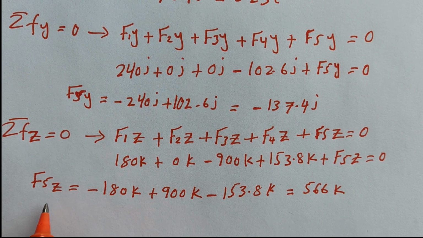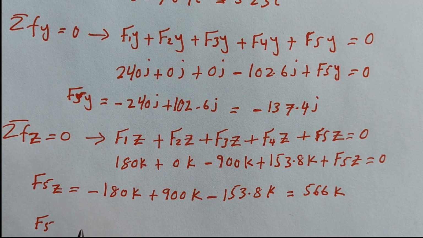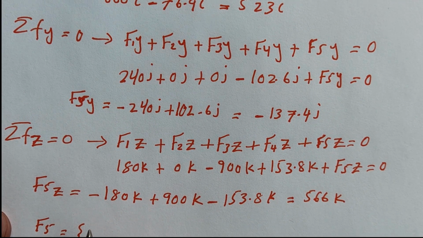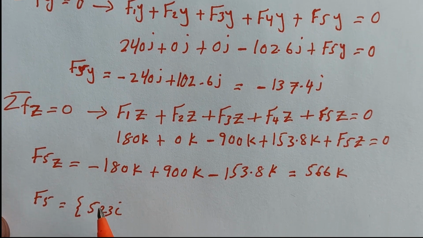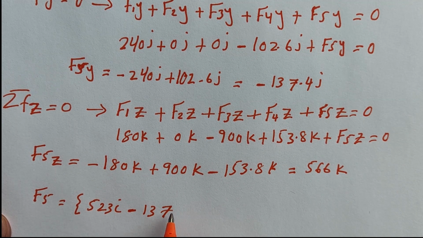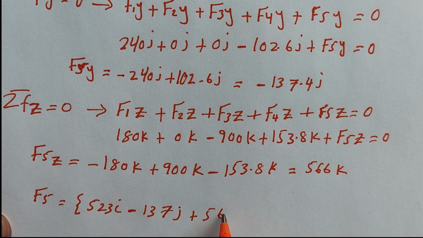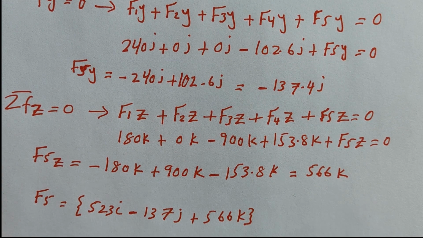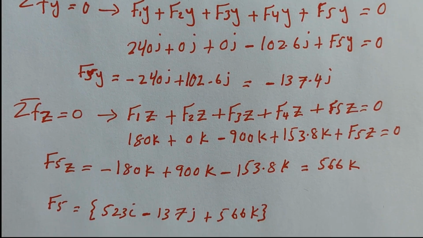Now we found F5 on the x, y and z axis. Therefore, we represent F5 as 523i minus 137j plus 566k. This is F5, and that's what the question asked us to find.